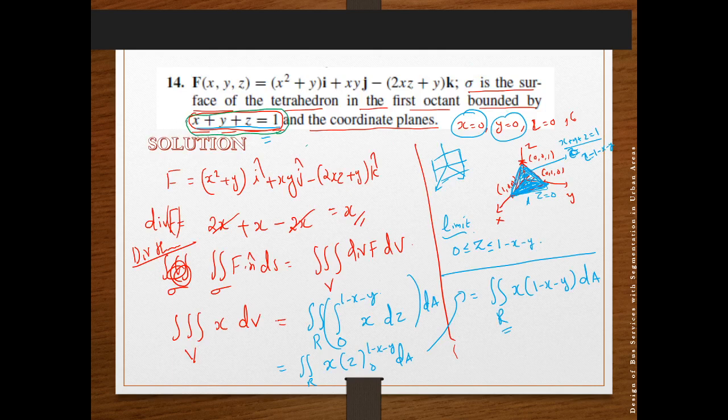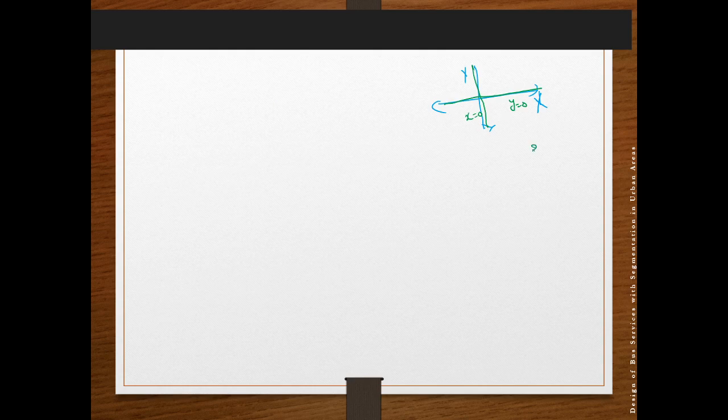So in order to get its projection, what will we do? We will put z equal to 0. If I put z equal to 0, I will get this bounded by x equal to 0, y equal to 0, and x plus y equal to 1. Okay. Have you got it?